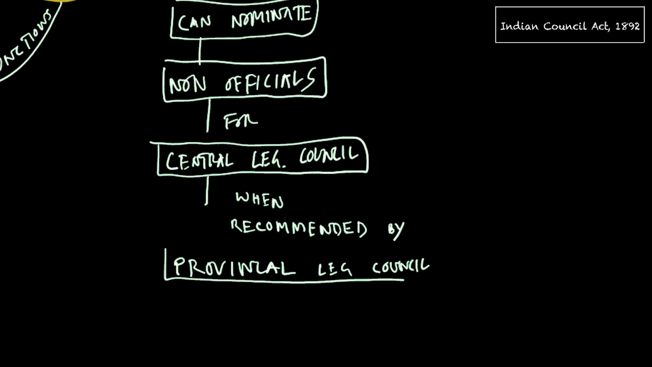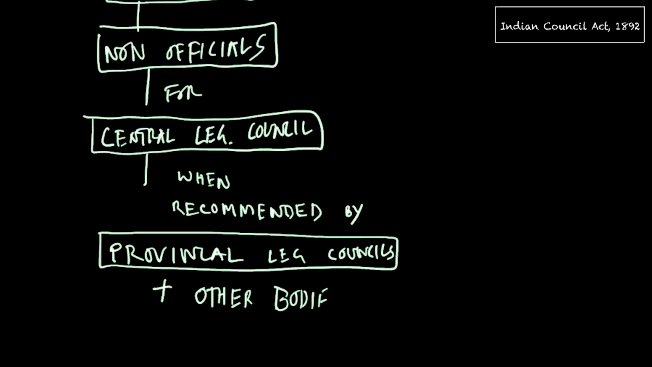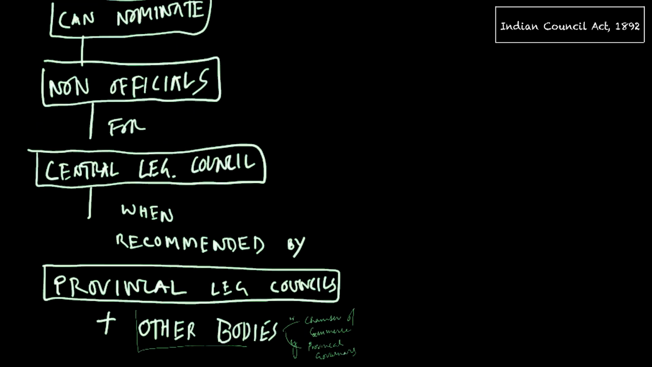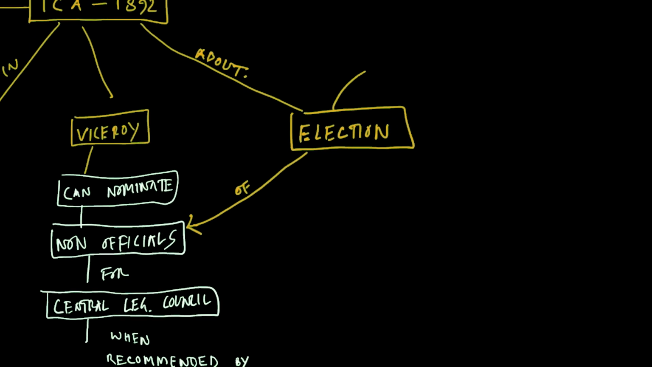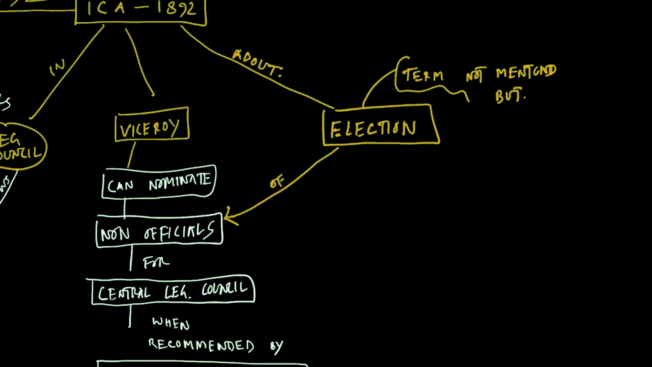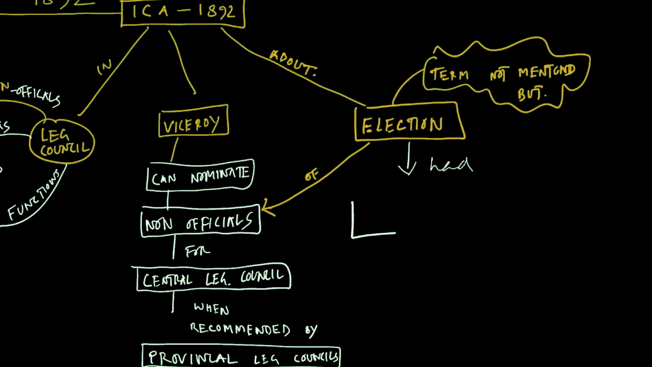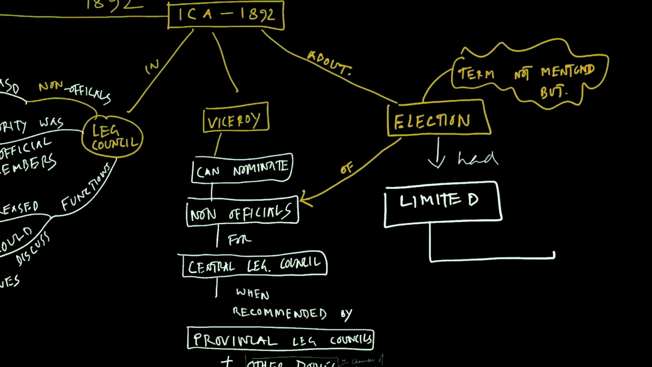This act made limited and indirect provisions for the use of elections in filling up some of the non-official seats both in the central and provincial legislative councils. The word election, however, was not used in this act. The process was described as nomination made on the recommendation of certain bodies.